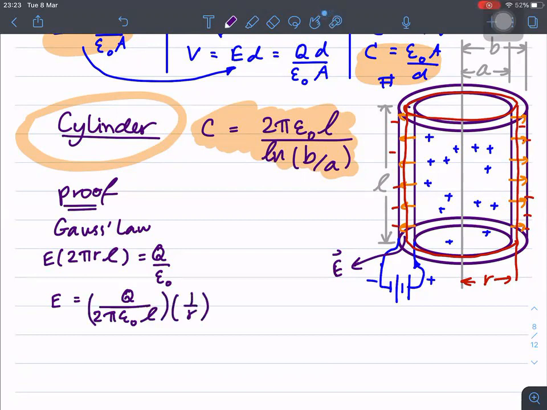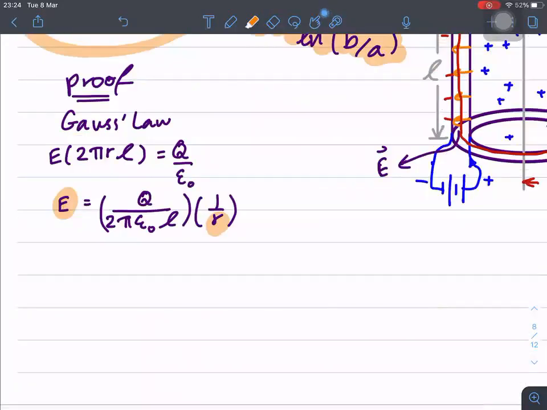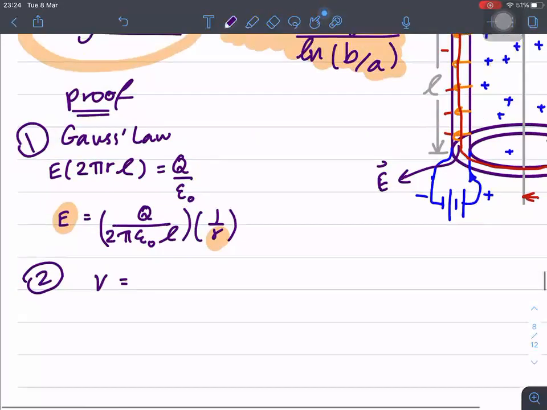Okay, so you can see that now the electric field is not a constant, so it's different from the case of the parallel plate. For the parallel plate, we found that E, or the electric field, is a constant, but not for this case. For this case, you can see that E depends on r, right? So when E depends on r, in step 2 to find V, we then need to integrate, right?